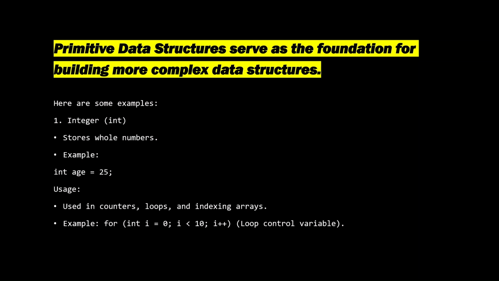Here are some examples. Integer. It stores a whole number. For example, here we have a variable called age, which stores a value which is 25, and the data type of this variable is integer. Integers are used in counters, loops, and indexing arrays. For example, we can see an array where an integer data type is used.